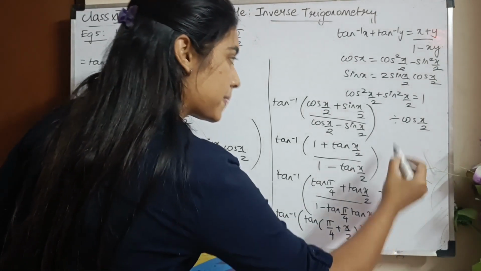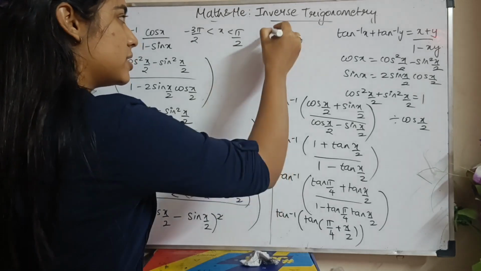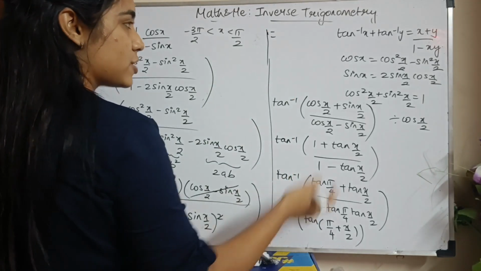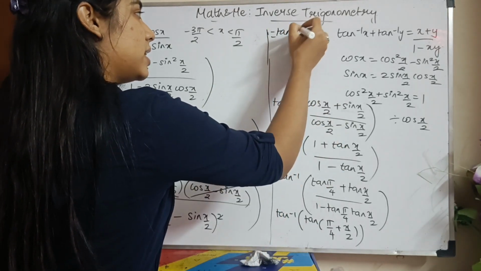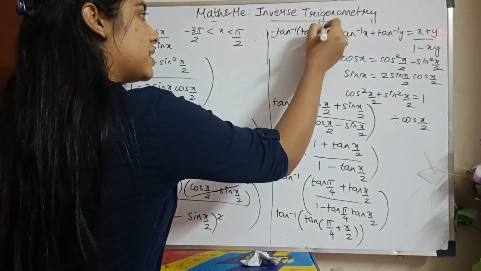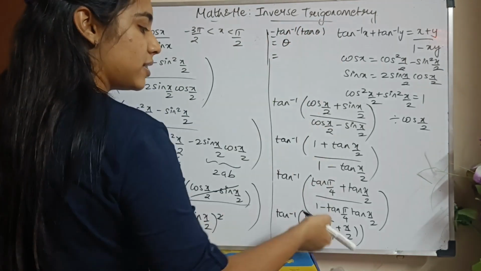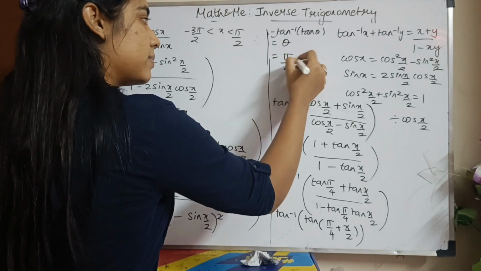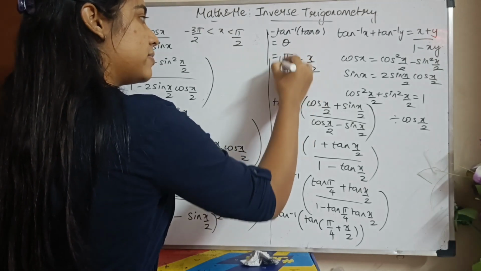So I'll write the final answer at the top here. This is tan inverse of tan theta. Tan inverse of tan theta is simply theta. What is my theta here? Pi by 4 plus x by 2. So this is my final answer.